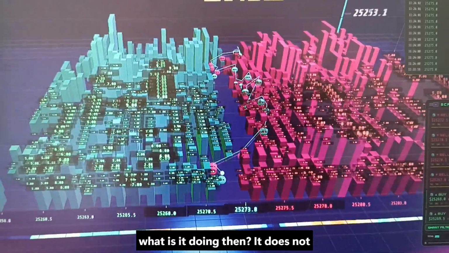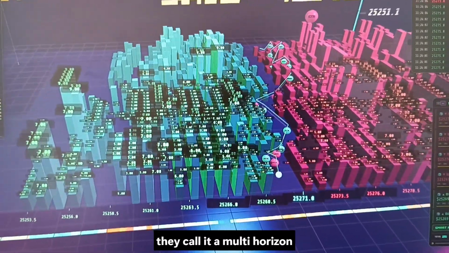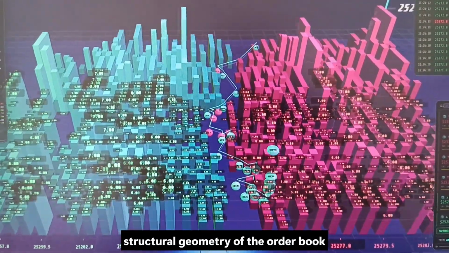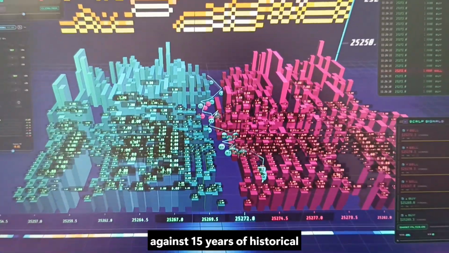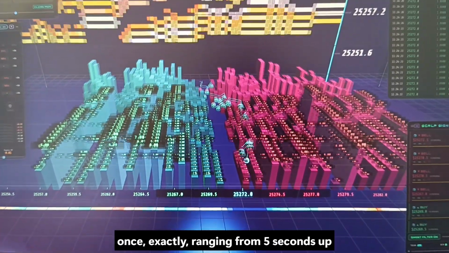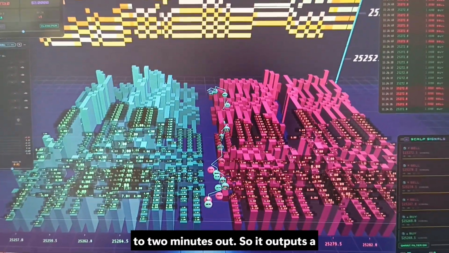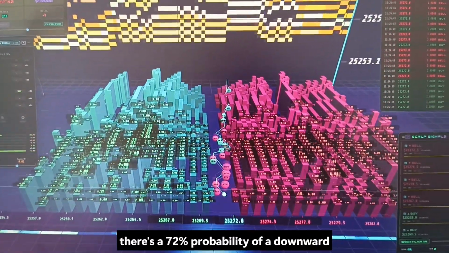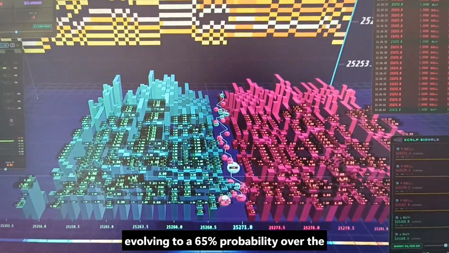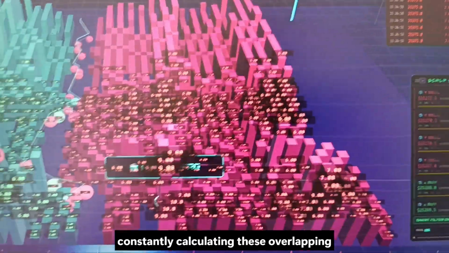It does not predict a guaranteed future. It is, well, they call it a multi-horizon probabilistic forecast. Multi-horizon. Okay. Right. It evaluates the current structural geometry of the order book against 15 years of historical microstructure data, and it calculates probabilities across simultaneous horizons. 6 different time frames at once. Exactly, ranging from 5 seconds up to 2 minutes out. So it outputs a live forecast saying something like, there's a 72% probability of a downward price movement in the next 5 seconds, evolving to a 65% probability over the next 2 minutes. Wow. Okay, so it's constantly calculating these overlapping probabilities on the fly.